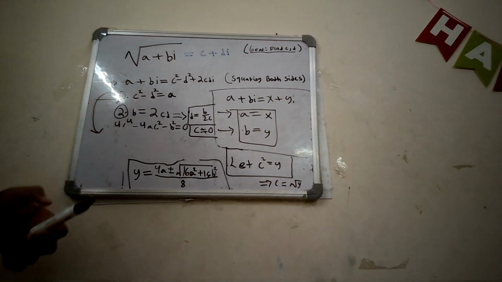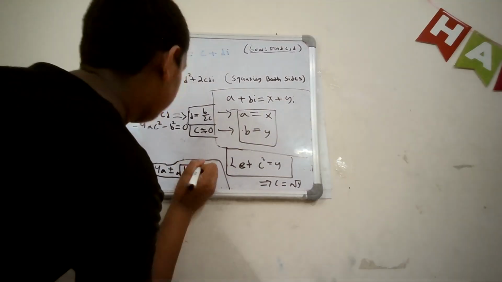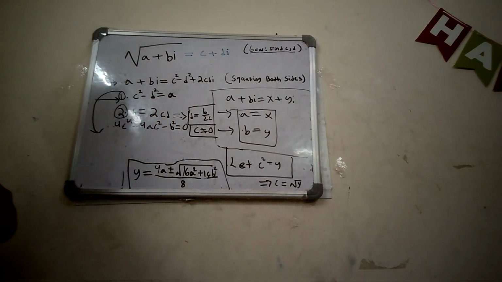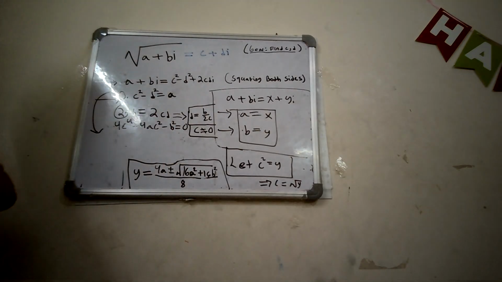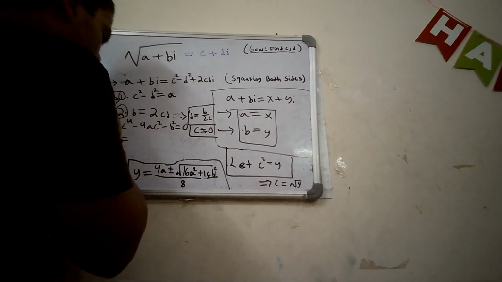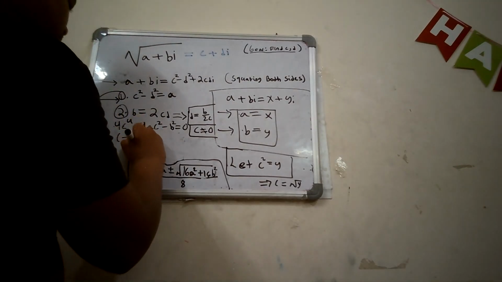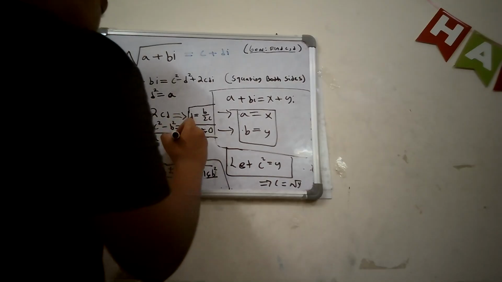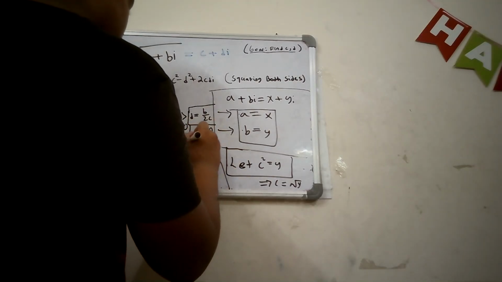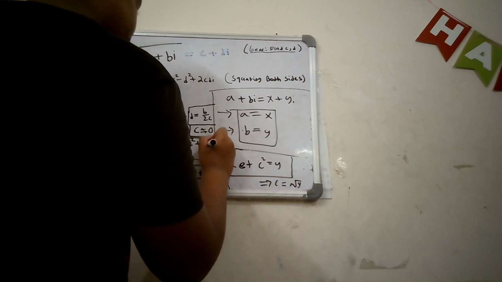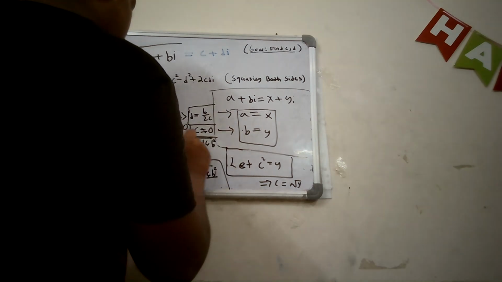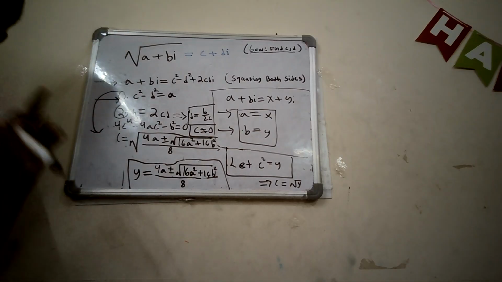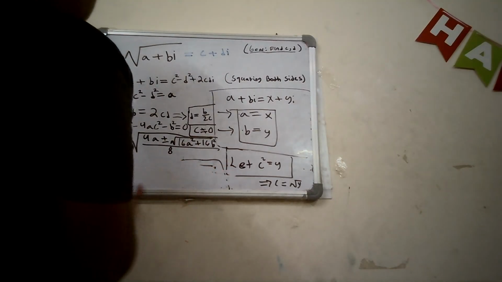Okay. So now we have 4c to the 4 minus 4ac squared. Okay, good. Now our solution is basically c is equal to the big square root of 4a plus or minus the square root of 16a squared plus 16b squared upon 8. Okay, so are we done yet? Not quite yet.